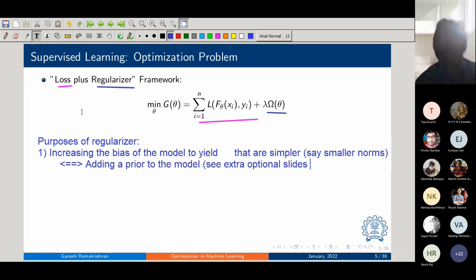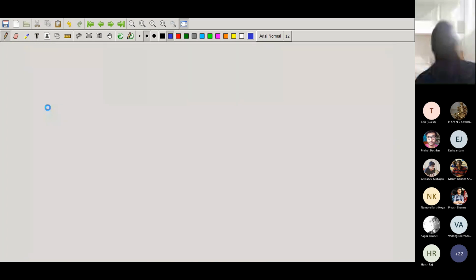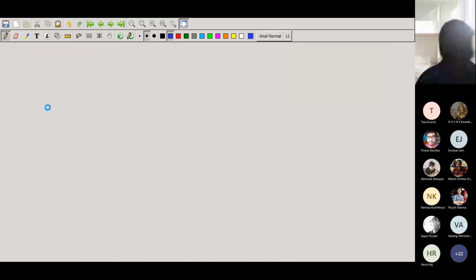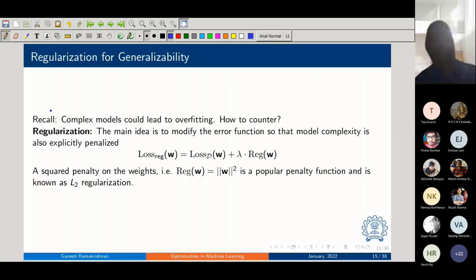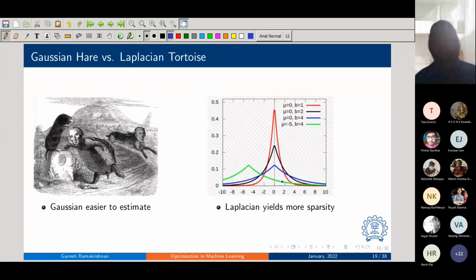So I have some extra optional slides at the end. Let me just run through them quickly. So this is after all the applications. I've just given some extra slides so that they remain. So this is, let's say, lasso. Okay, and you'll see the kind of regularizers. This is an example of regularizer.